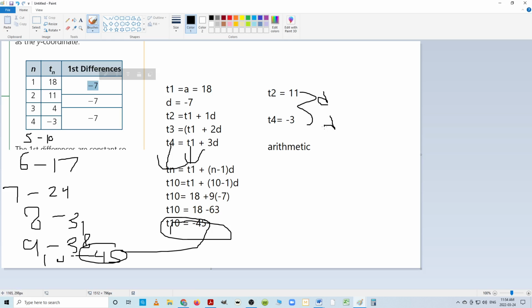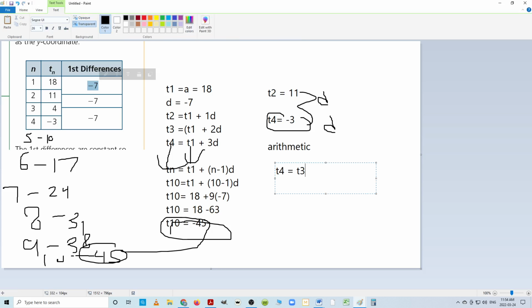two differences in there. In other words, term 4 is equal to term 3 plus the difference. And term 3 is equal to term 2 plus the difference. Well, they gave you term 2 up above, and I can now up here replace term 3 with the definition I just created below, plus 2 differences. So term 4 is going to be term 2 plus 2 differences.